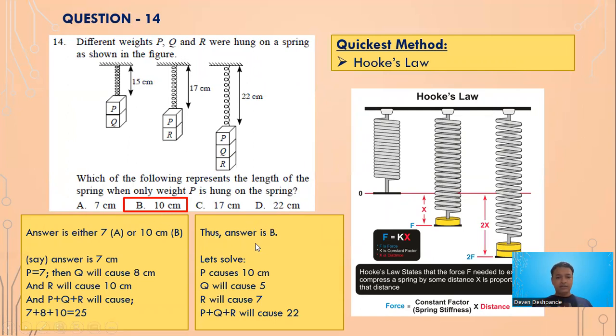But let's solve it. Let's see, P causes 10 centimeter. If P causes 10 centimeter of extension, how much extension should Q cause? 5 centimeter. Here, if P causes 10 centimeter, how much should R cause? 7 centimeter, because 10 plus 7 is 17. So P causes 10, Q causes 5 and R causes 7 centimeter extension. The total extension is 10 plus 5 plus 7, which is 22, the correct option. So P causes 10 centimeters of extension.